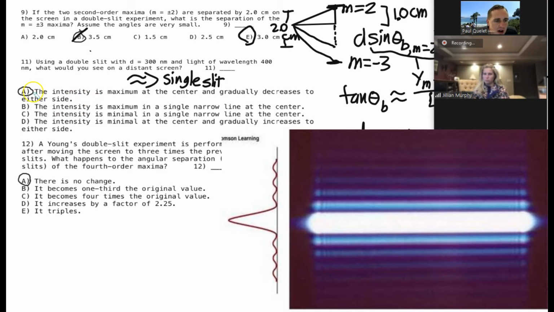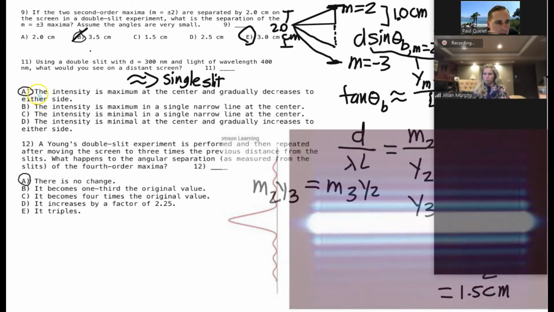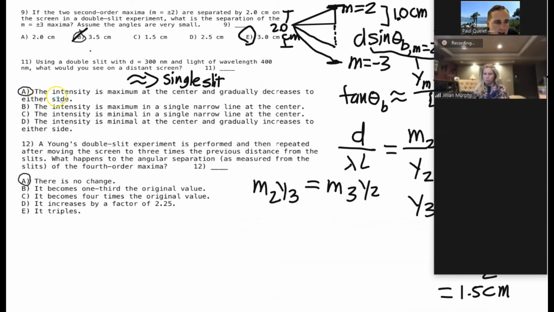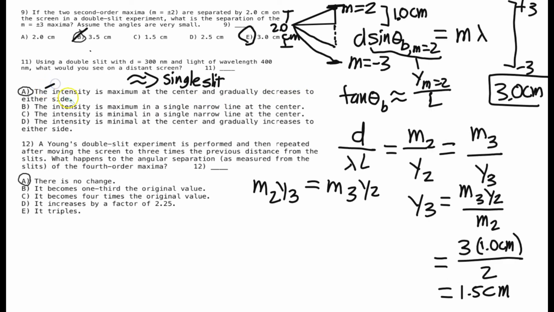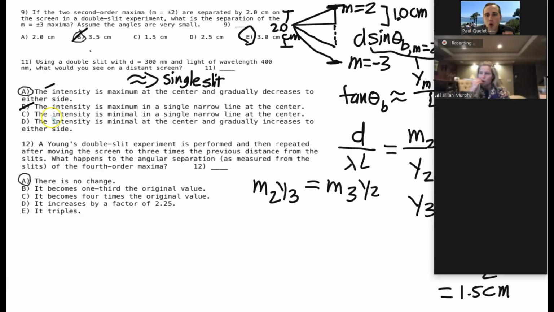So I think what you've got for A is correct, but let me just reread these choices quickly. A: the intensity is maximum at the center and gradually decreases to either side. Okay, that seems pretty good. B: the intensity is maximum in a single narrow line in the center. Yeah, that's not going to be true because we're still going to have some diffraction.